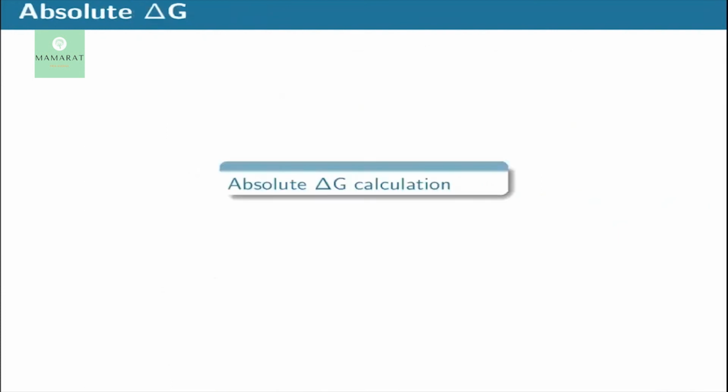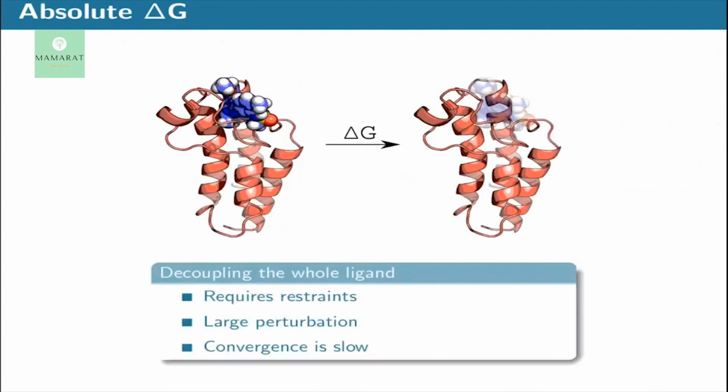Now for the last 3 minutes of my talk, I would like to also tell about the absolute free energy calculations, because not only can we do the relative free energy calculations, we can also look at disappearing or appearing the full ligand. In this case, we would not get a delta delta G, but we would really aim to compute the absolute delta G value. This would, however, require a slightly different protocol.